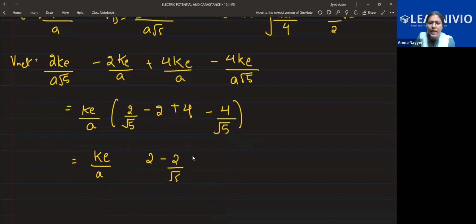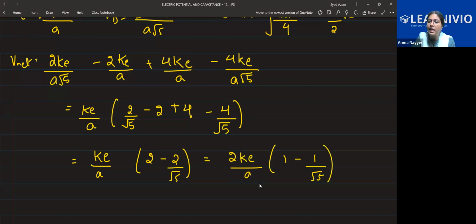Oh, we can take 2 also outside. 2 is also common. It can be written as 2KE by A. Oh, we could have taken 2KE by A already. 2KE was common in all of it. So we are left with 1 minus 1 by root 5. This is the answer. 2KE by A, 1 minus 1 by root 5. This is VE. Tell me, class, is the second part clear to each one of you?